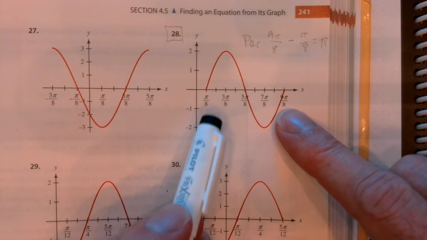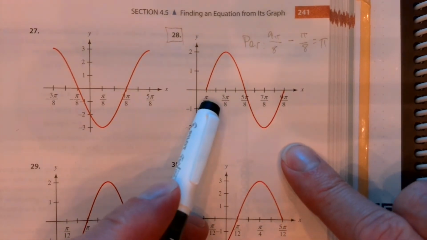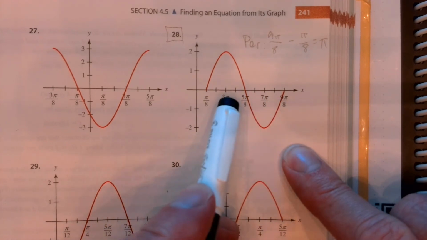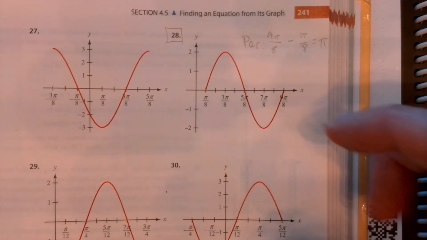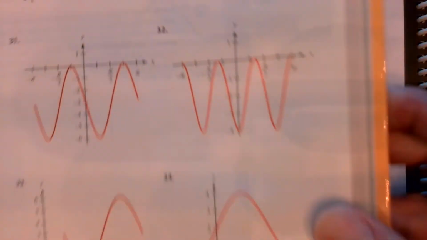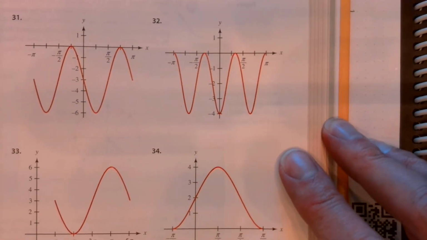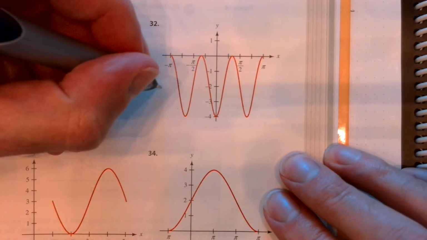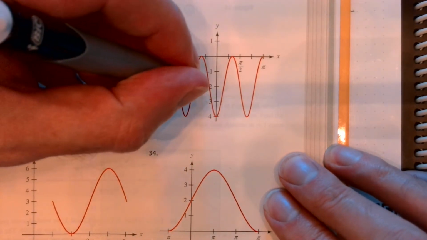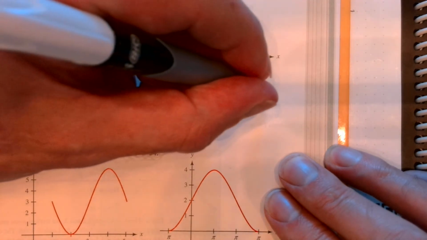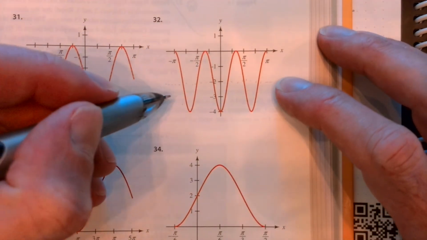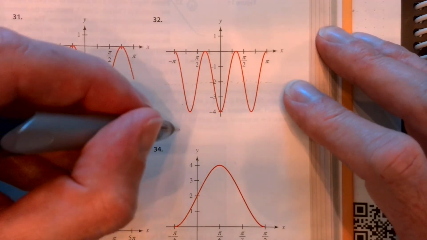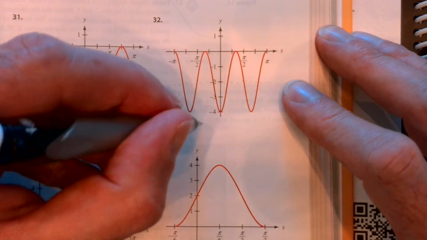We can get the period by looking at where the cycle starts and where the cycle ends. The difference between those two values, that's the period. Let me look at one right here. Here's one that's a little tricky. I'm going to add in this extra little dotted line. That's the midline. This is a vertical shift down 2 units.